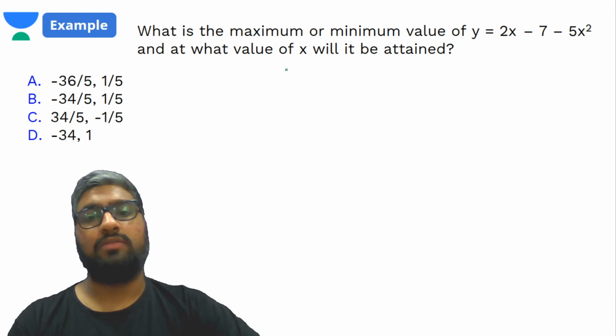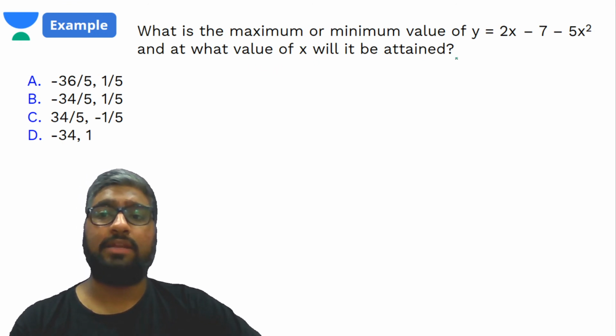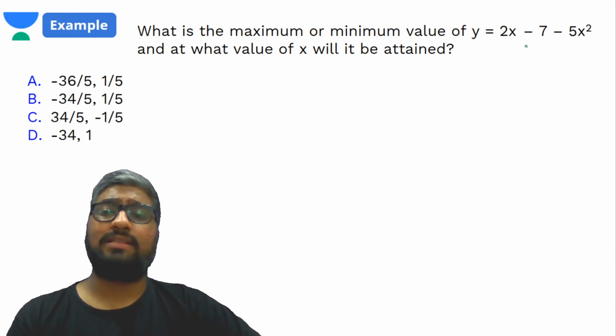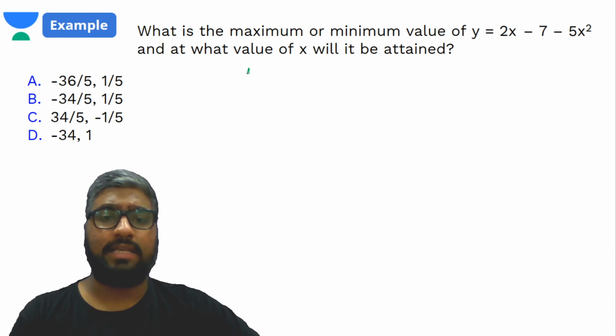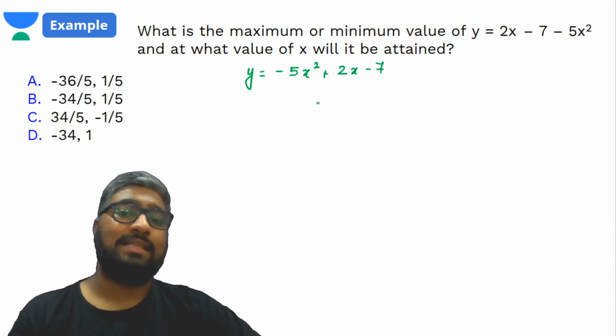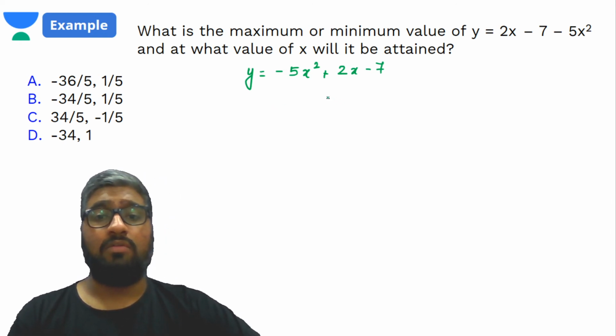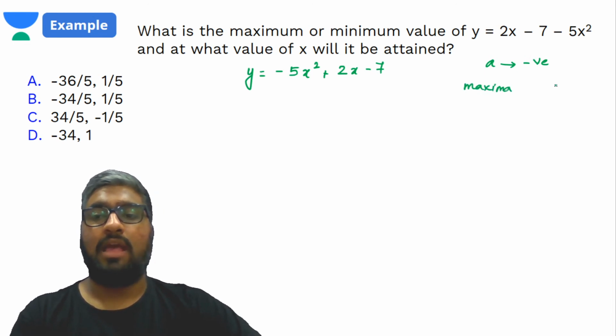So here, guys, you will have to keep in mind that you get the actual values of a, b and c, including their signs. If you think this is confusing, it is okay to rewrite the expression. This would be minus 5x squared plus 2x minus 7. This is the expression. Now what would you get? What is the sign of a, guys? Positive or negative? Negative in this case, right? Which means you will get a maxima and a maximum value of this expression.